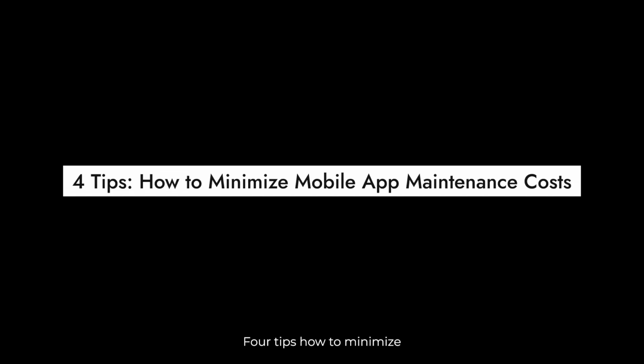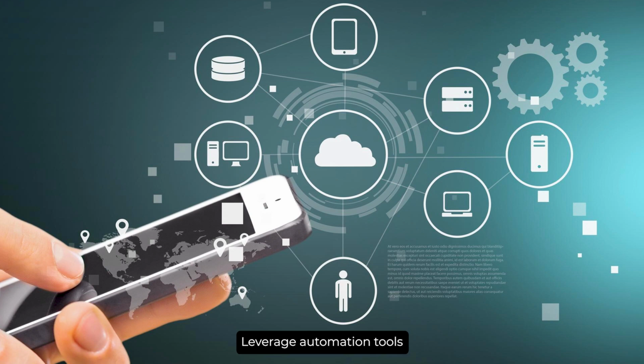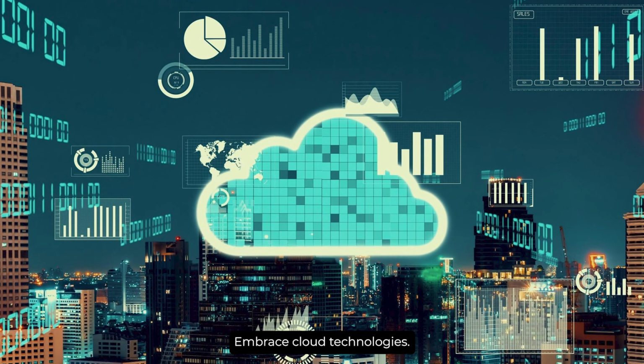Four tips: how to minimize mobile app maintenance costs. Now, let's talk about practical strategies for minimizing mobile app maintenance costs. Leverage automation tools: automate repetitive tasks such as testing, deployment, and monitoring to increase efficiency and reduce manual labor costs. Embrace cloud technologies: utilize cloud platforms for scalable infrastructure and services, allowing you to pay only for what you use and avoid upfront hardware investments.